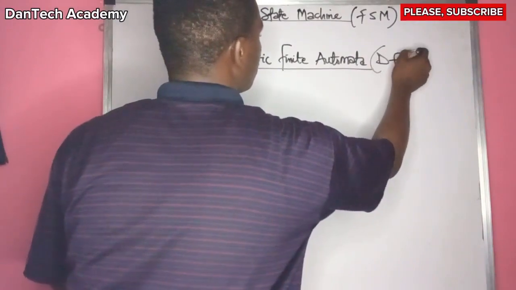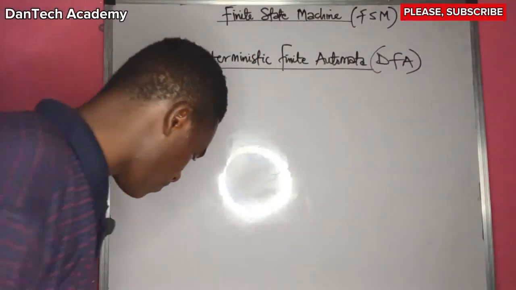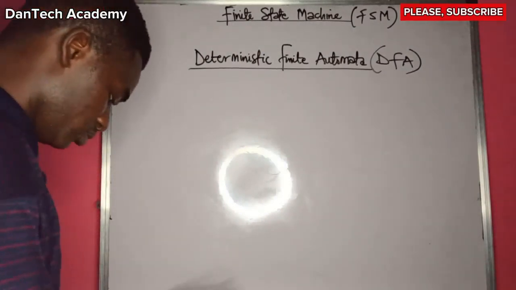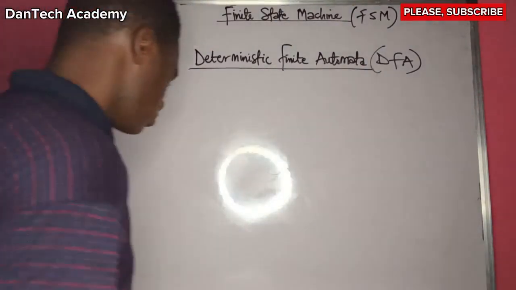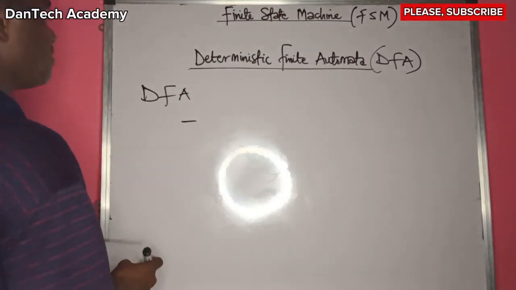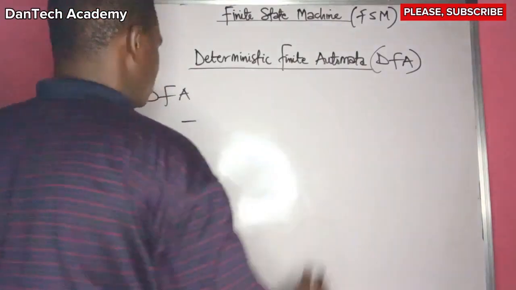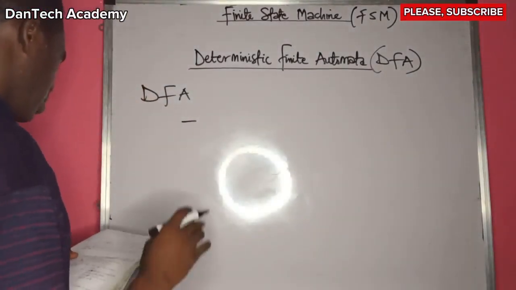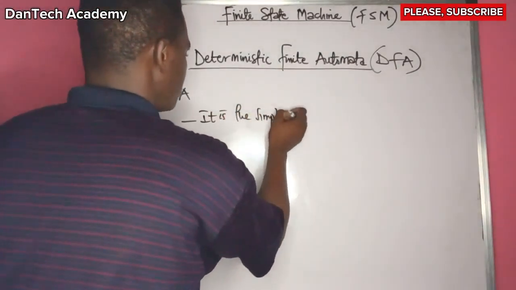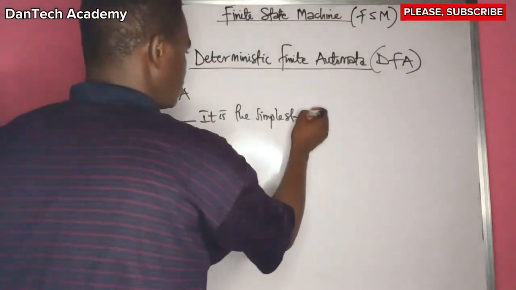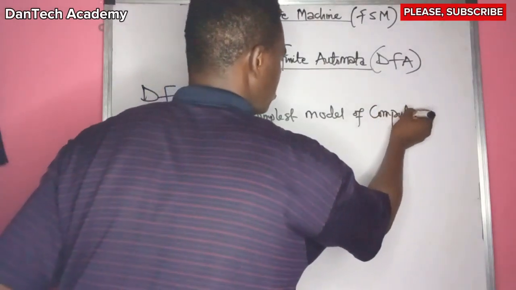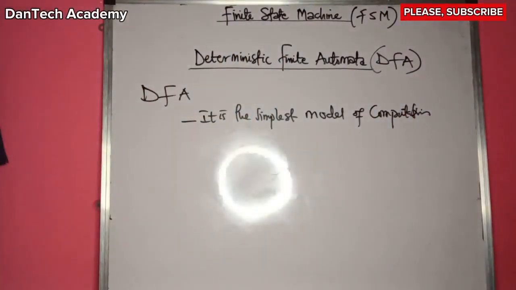So DFA. Now, if we want to do DFA, there are certain things we just need to understand. The first one we started with: DFA stands for Deterministic Finite Automata. Well accepted. Another thing is that it is the simplest model of computation. Why did I say it's the simplest?